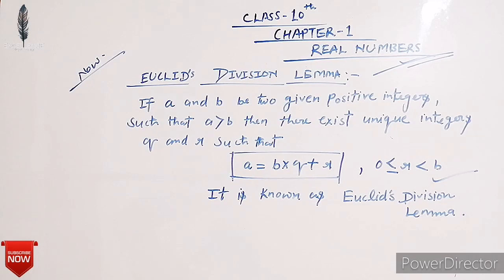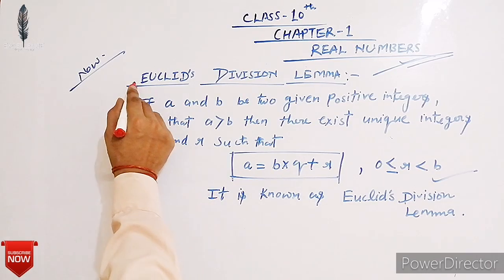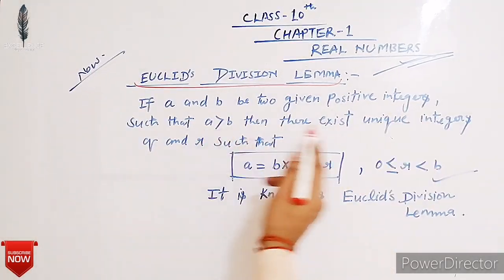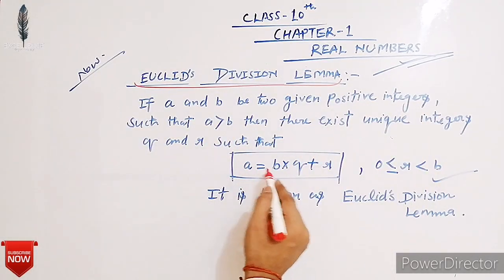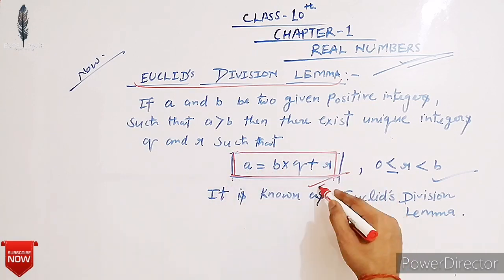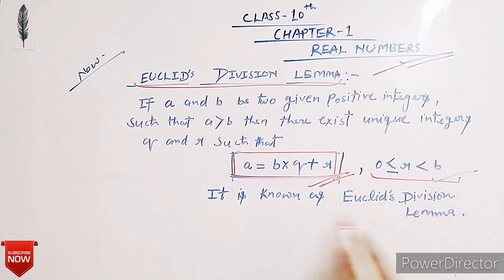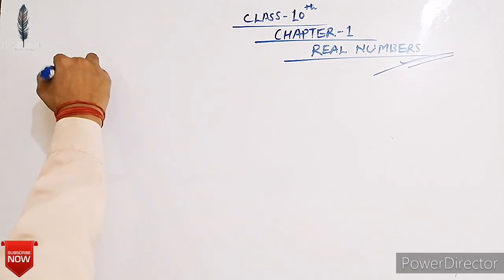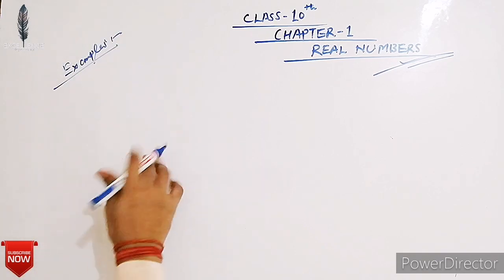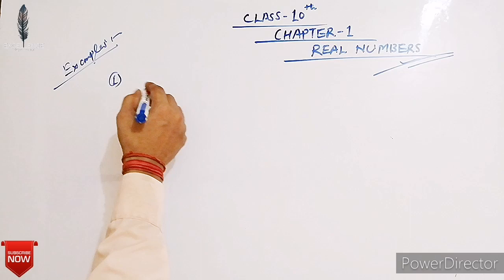Okay, students, if A and B are two given positive integers such that A is greater than B, then there exist unique integers Q and R such that A is equal to B into Q plus R, where R is greater than or equal to 0 and less than B. It is known as Euclid's division lemma. So now we are going to discuss some examples to clear this concept.